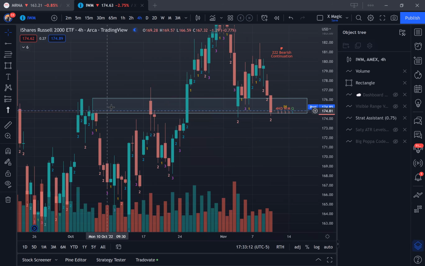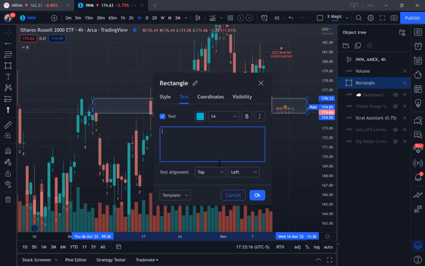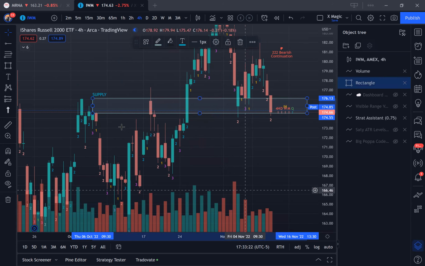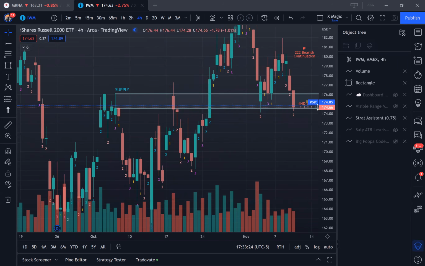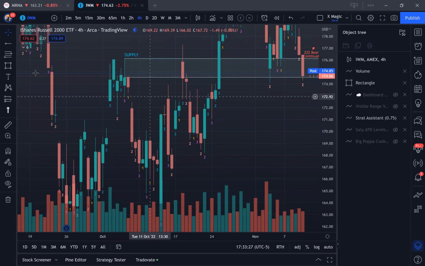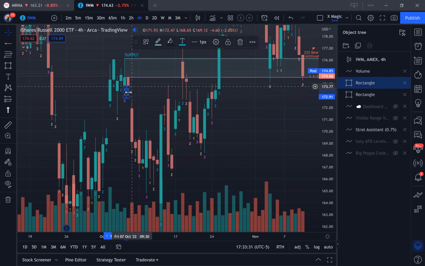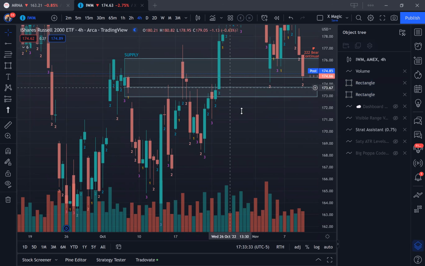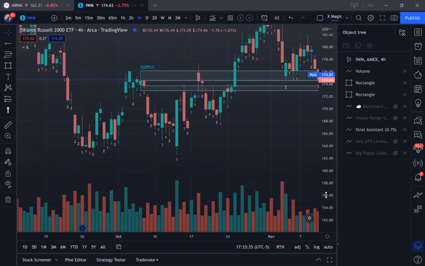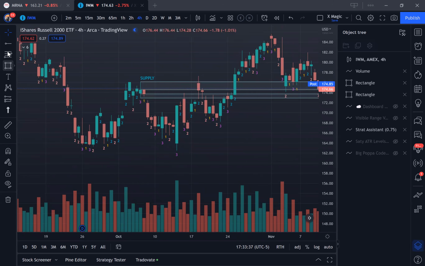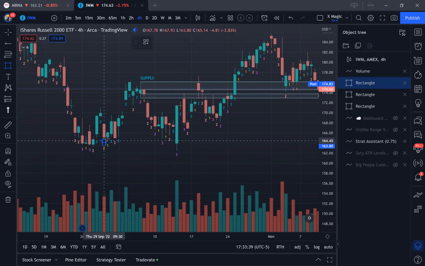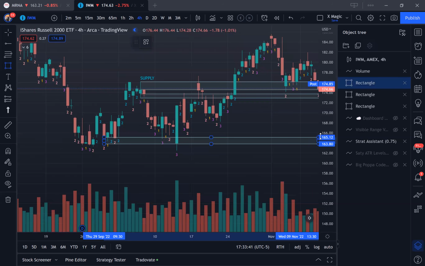So this should be the supply level. Whoops. So supply, and then for the sake of the combo, technically I would probably do something like this for demand. Although the range is pretty tight, so I will probably do something like this for the demand area.